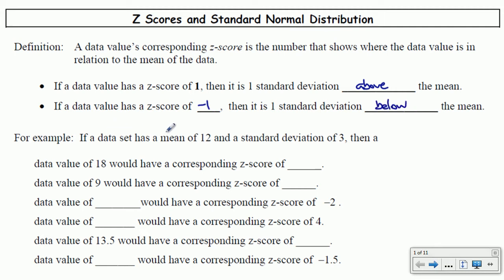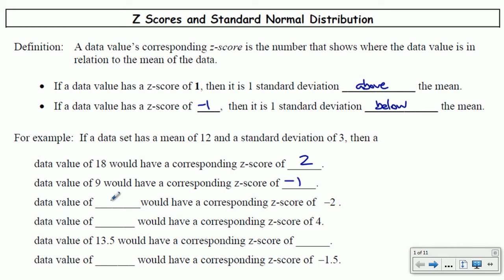If a data set has a mean of 12 and a standard deviation of 3, then a data value of 18 would have a corresponding Z score of 2. Because if we add 3 to 12, that would be one standard deviation above, which would get us to 15. And if we add 3 further, we get to 18. A data value of 9 would have a corresponding Z score of -1. Because if we start with a mean of 12 and subtract 3, that would be subtracting one standard deviation, and 12 minus 3 is 9.